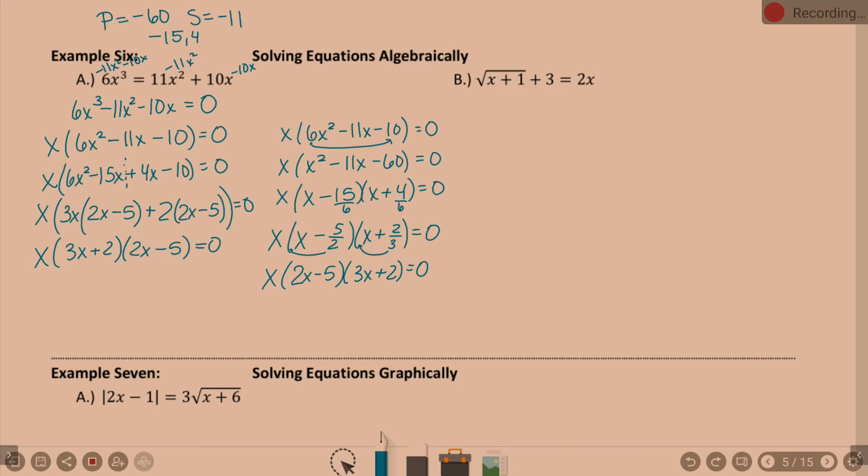That x out front, what do we do? Yeah, x equals 0, 3x plus 2 equals 0, or 2x minus 5 equals 0. So we have solutions of 0, 5 halves, and negative 2/3. Okay? And that's why I said if you're just solving on slip and slide right here, you could have just taken your answers and not finished the factoring.